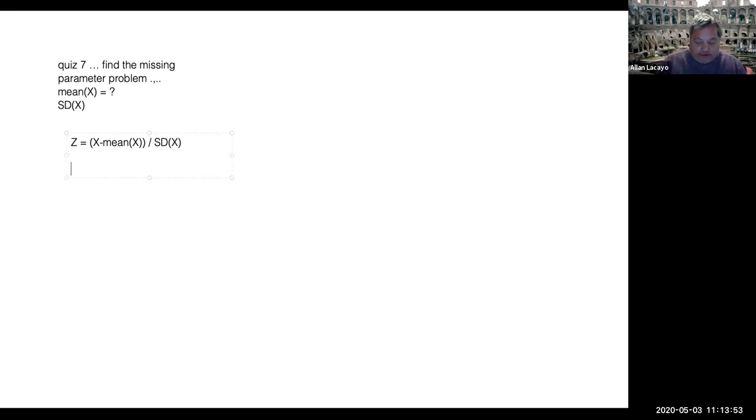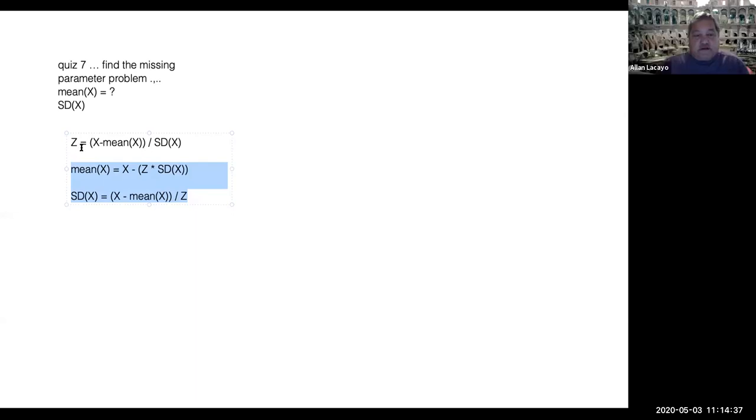So what do I need to know if I don't know the mean of x? If I don't know the mean of x, I need to be able to take x, subtract from it the product of the z-score times the standard deviation of x. And if I don't know the standard deviation of x, I need to know how a specific number is different from its mean and divide that by the z-score. So these two formulas are just re-expressions of the first formula.